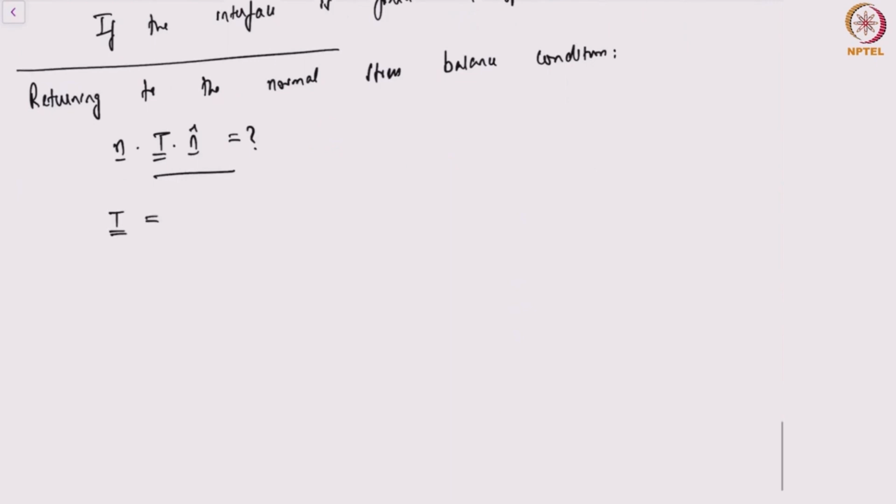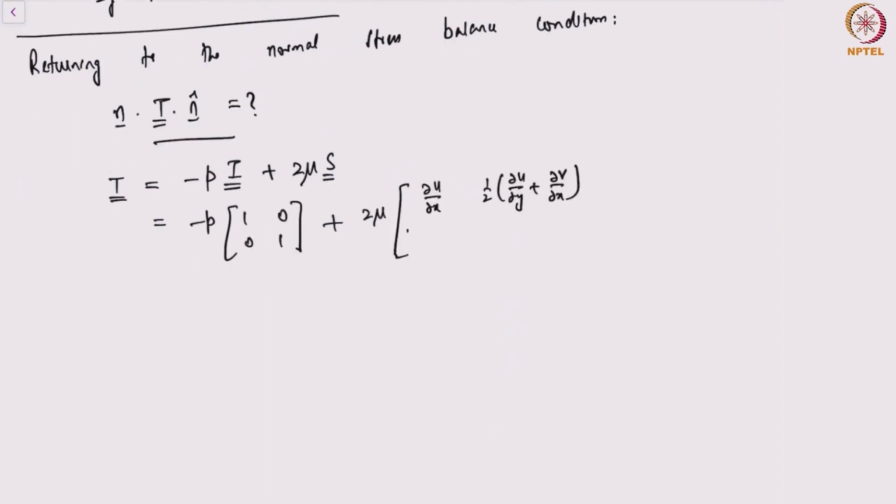Now if I have to do it in a simple 2D, I have the advantage of using the definition of t in the matrix form, which is minus p times identity plus 2 mu times s, that is minus p times the matrix 1 0 0 1, and finally I have del v by del y is equal to 0. This is my stress tensor that I have at an interface.